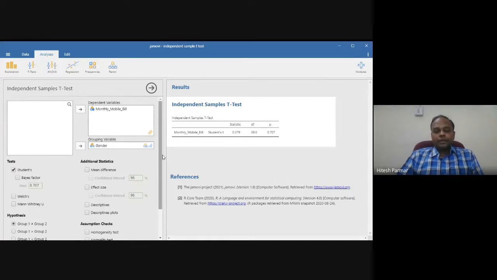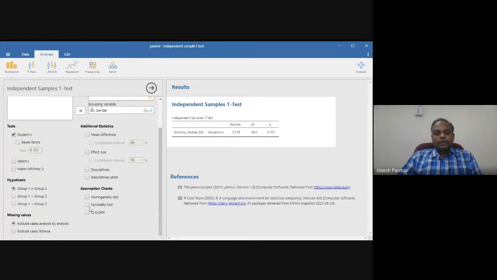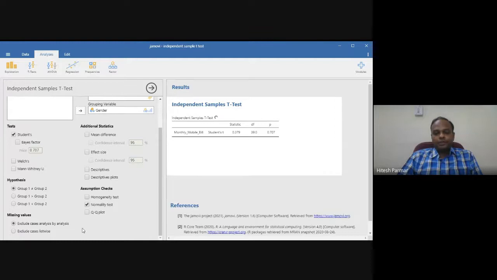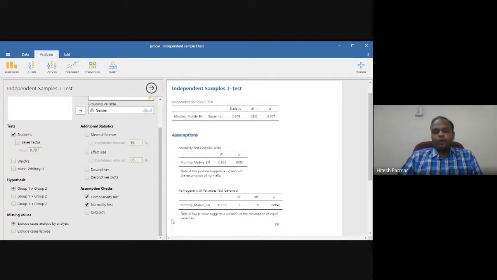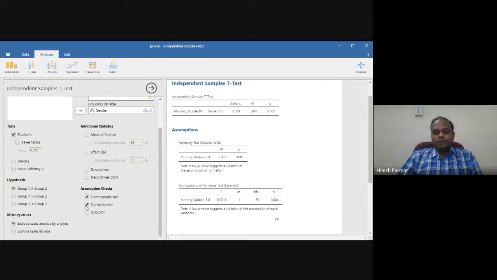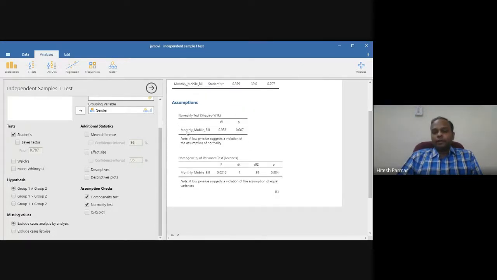Then your first task is to check the assumptions here. So we need to check the assumption of normality and assumption of homogeneity test. Now let us just look at the assumption of normality. Here, please write down the test of normality if you are not comfortable, or if you have not applied this test before in any other software also.